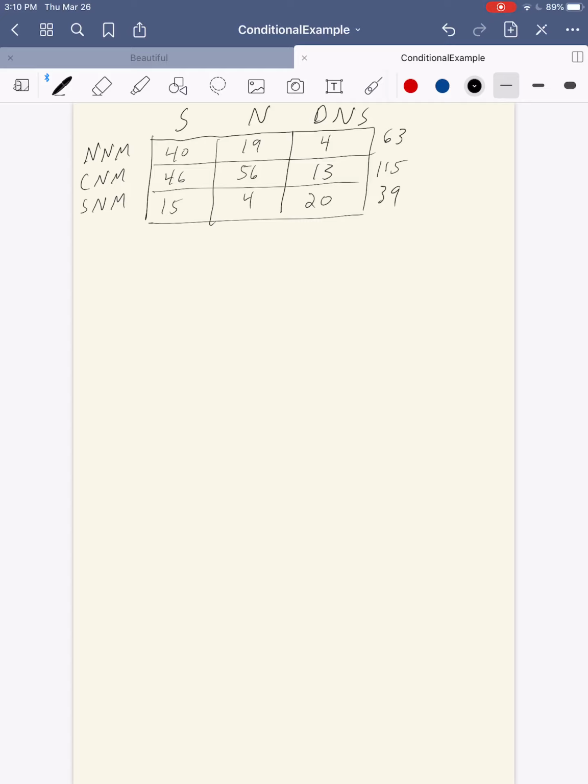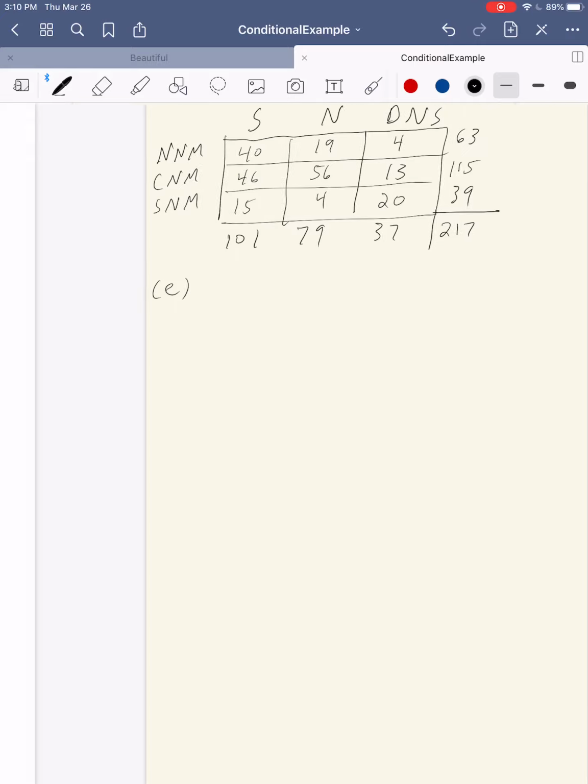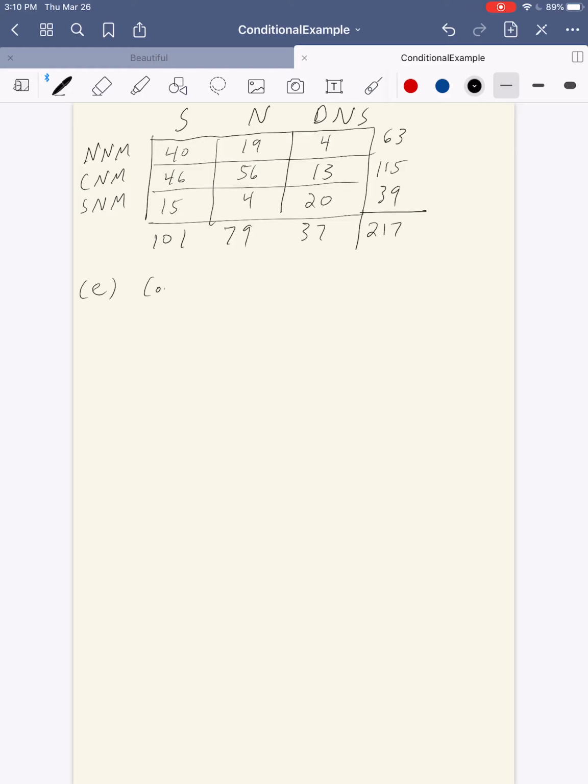And then we also had some column totals. This was 101. This guy was 79, and this guy was 37, and then I believe the overall total here was 217. So let's go ahead and build this conditional distribution. I believe this is actually part E here. All right, yeah, we've already done the other ones, right? So we want to do the conditional based on region. So we're trying to see if the region of New Mexico that they live in somehow impacts or helps explain their opinion on legalization.